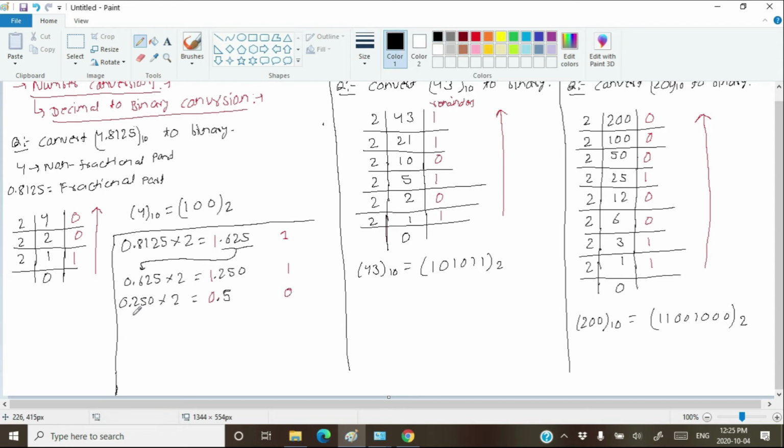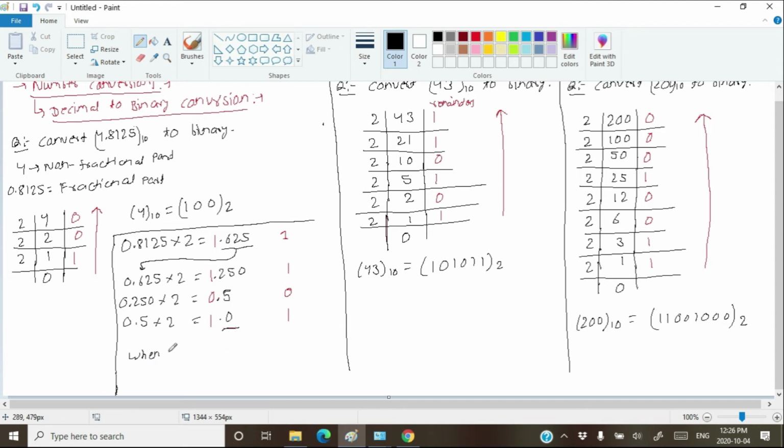Then again you multiply the remaining fractional part, that is 0.5 multiplied by 2, and here you got 1.0. Of course the non-fractional part here is 1, so write the 1 in red color and that will be an output for you. Your remaining fractional part is now 0. Okay, since your remaining fractional part is 0, stop multiplication.